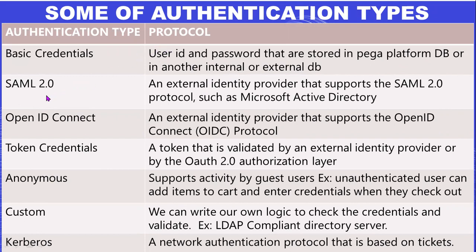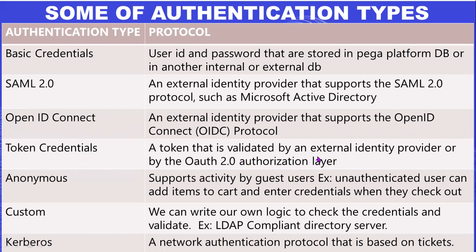The other authentication type is SAML 2.0, an external identity provider that supports the SAML 2.0 protocol, such as Microsoft Active Directory. This is another way. The third one is OpenID Connect. This is also an external identity provider that supports the OpenID Connect, OIDC protocol. Through this protocol, we can implement accessing of the application, like user ID and password. That is the authentication.